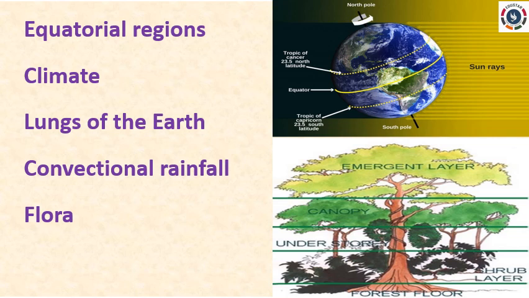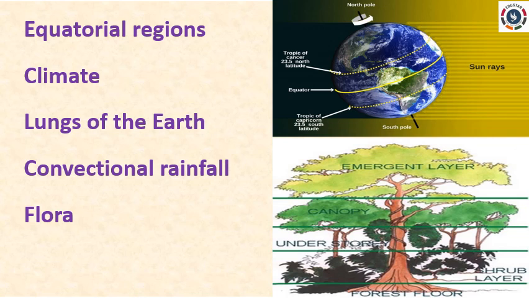Next is about flora. In equatorial regions, the forests are very dense as the trees and plants grow quickly. The equatorial forests are called evergreen forests because the combination of high temperature and high rainfall is ideal for growth of a variety of plants and trees. Equatorial rainforests are very thick and the plants grow in different layers.